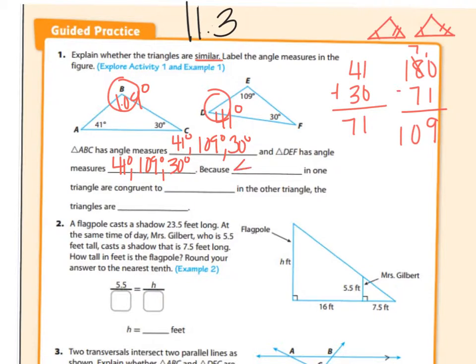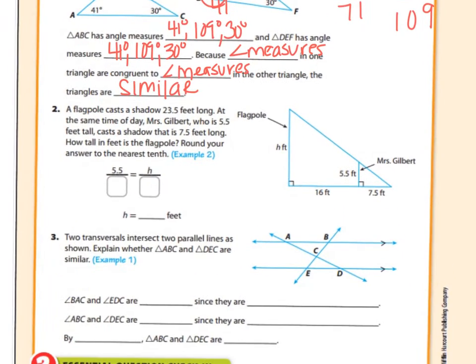So because angle measures, and I'm going to use my little angle symbol, in one triangle are congruent to angle measures in the other triangle, the triangles are similar. And we're not putting congruent because we don't know if they're the same size, because that has to do with side length, but we do know that they are the same shape because that has to do with angle measure. Okay, so we're going to go ahead and move into the next one here.